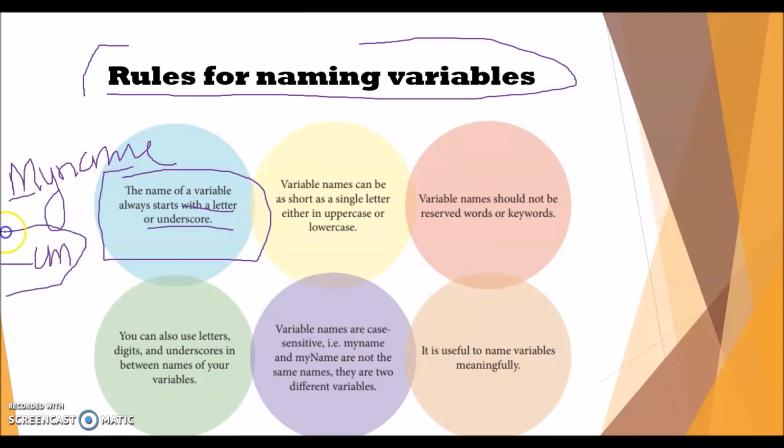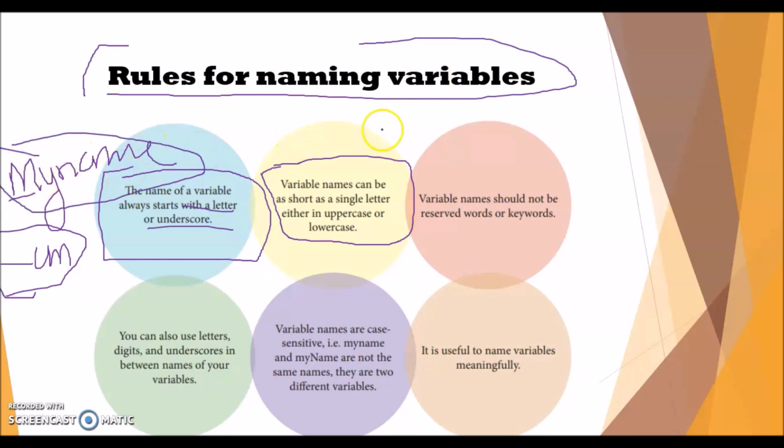Okay, so this is a valid variable. Next, variable names can be as short as a single letter, either in uppercase or lowercase. It is not necessary that we always write a long name; we can even use a single letter. A single letter is not restricted to only uppercase or lowercase. You can use both as you need. You can write either capital A or small a. Both are acceptable in Python.